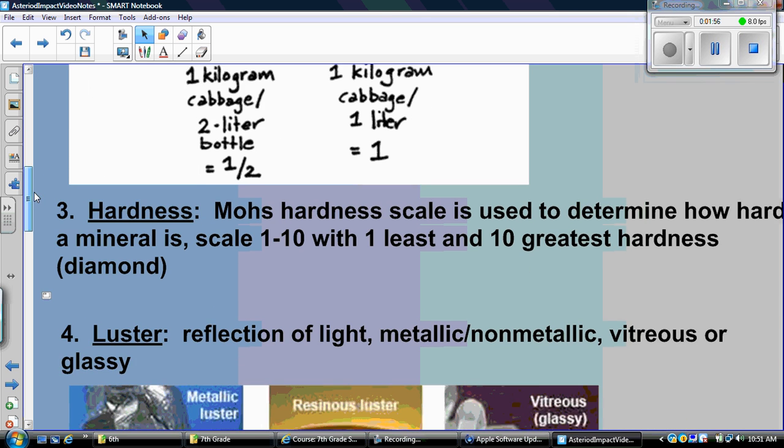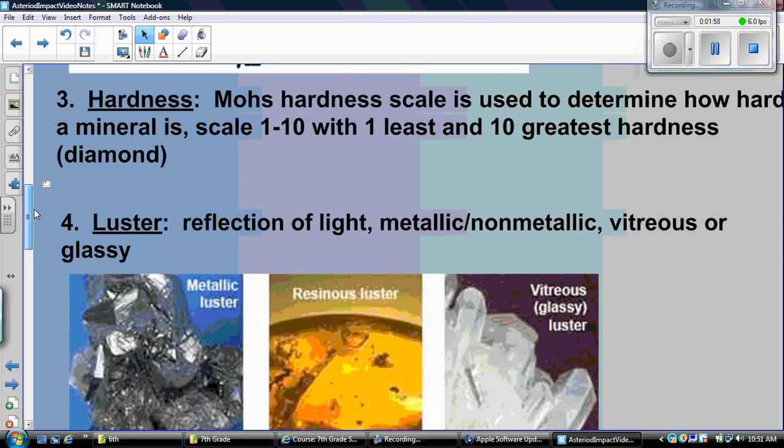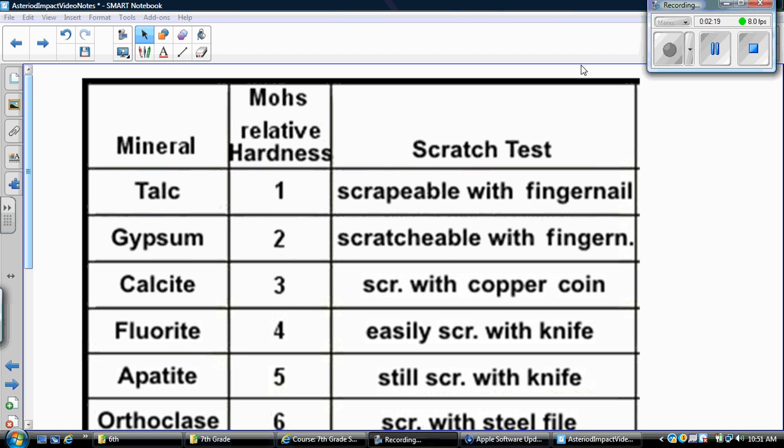Another physical property for minerals is how hard a mineral is. We use the Mohs hardness scale to determine how hard a mineral is. It scales from 1 to 10, 1 being the least hard, 10 having the greatest hardness. Diamond is a mineral that has the highest hardness. It's a number 10. So when you look at the scale, pretty much we do a scratch test to tell how hard a mineral is. And here's the scale that we use, the Mohs hardness scale.